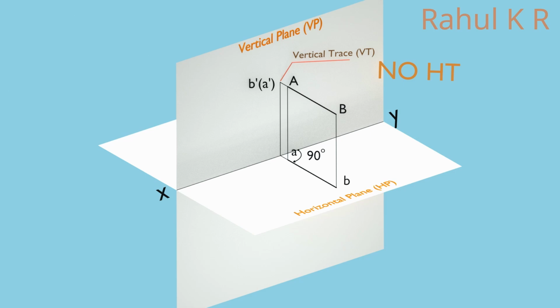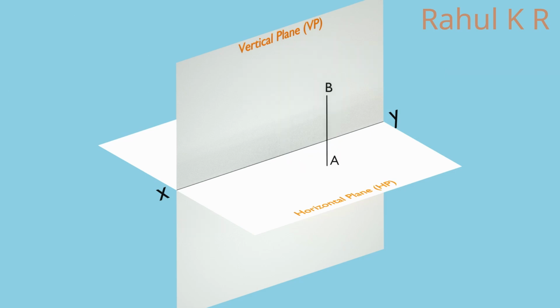There is no HT. If the line is parallel to VP and perpendicular to HP, front view will have true length and is perpendicular to XY line. Top view is a point. HT coincides with the top view.